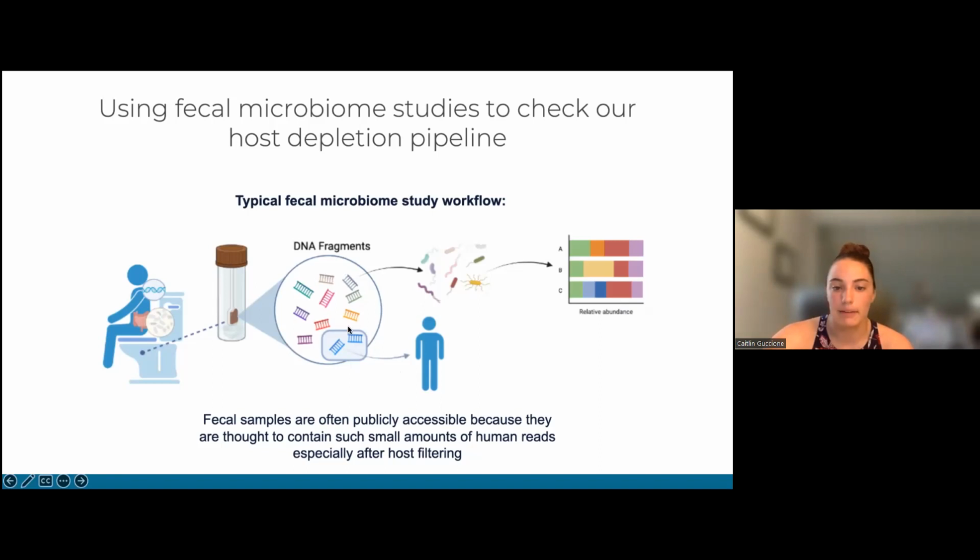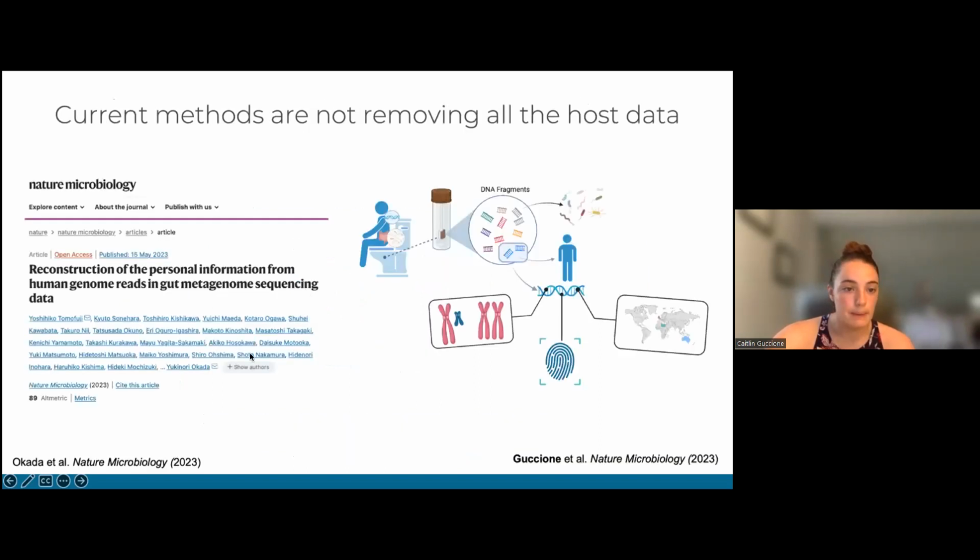So normally we have these DNA fragments, we take the microbes, and then we go on and do all of our analysis. But this paper came out in May of 2023 that basically found that even with some of these host depletion methods, we can actually figure out who these people are. So we were able to write the news and reviews article associated with it that found, okay, we have these stool samples, we have these DNA fragments.